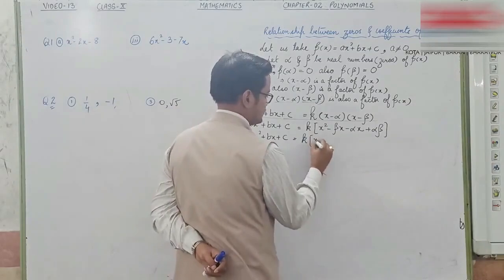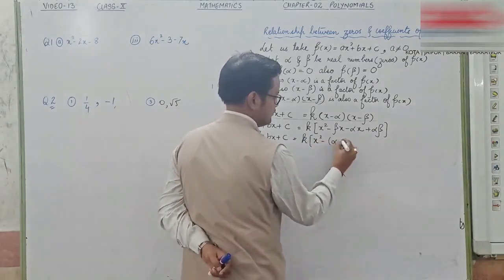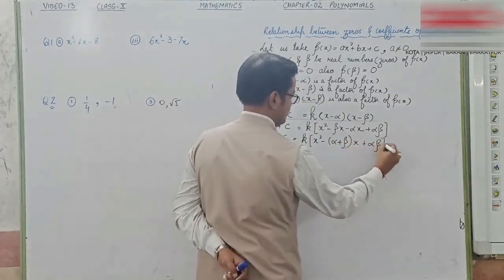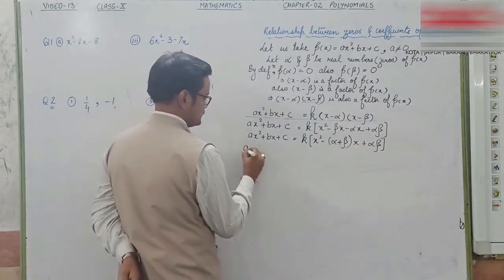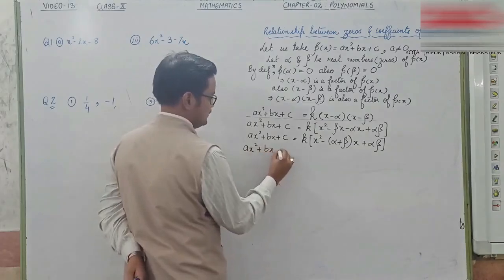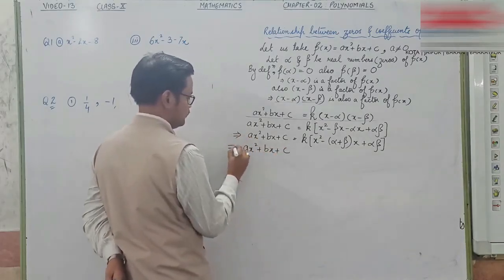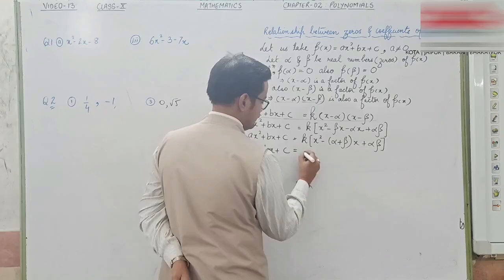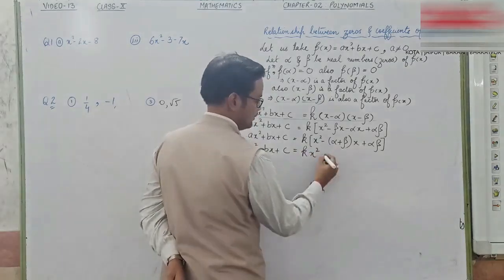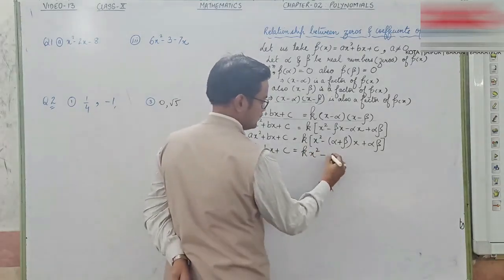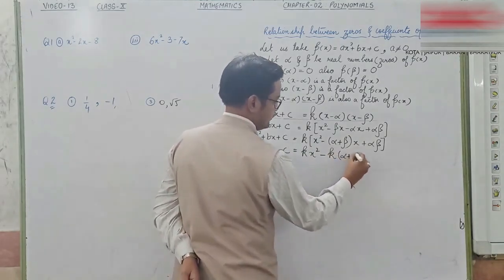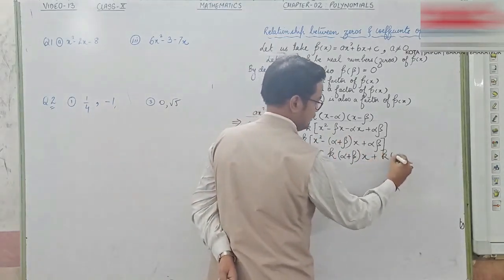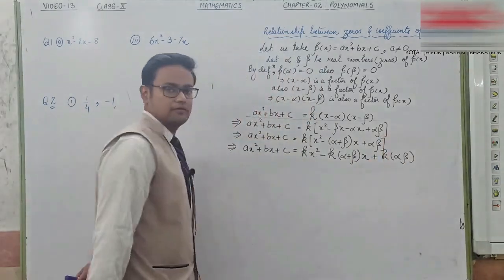So ax square plus bx plus c should give you kx square minus, x is common, plus alpha beta. Now see, ax square plus bx plus c, need not forget to put the implies symbol, is equal to k, which should intrude into every term: k x square minus k into alpha plus beta x plus k into alpha beta.